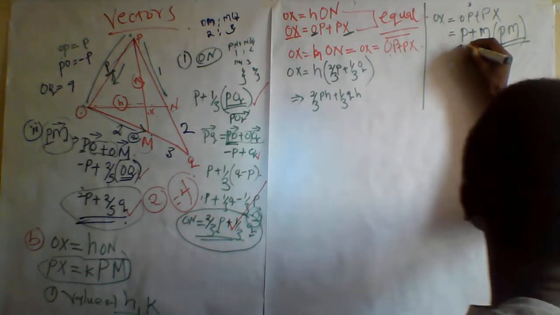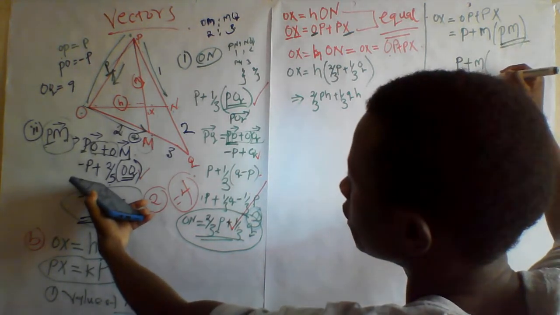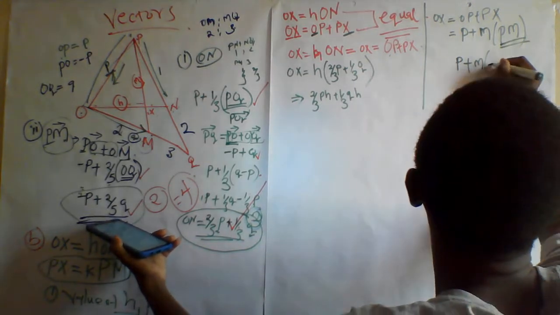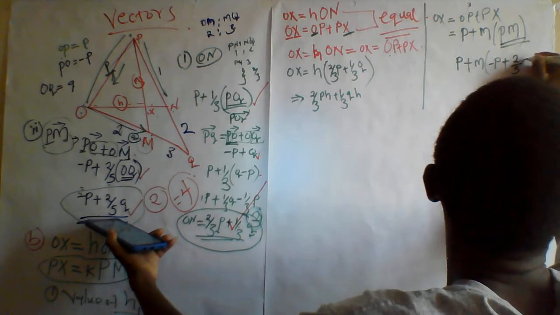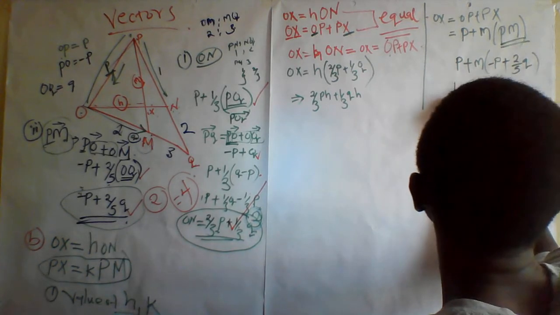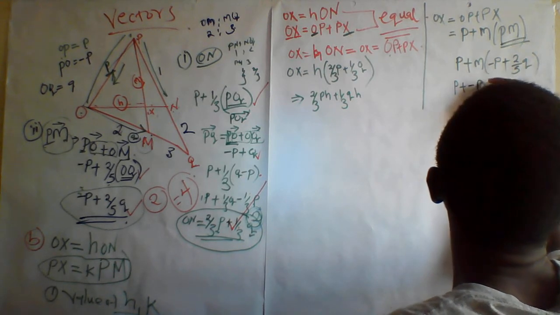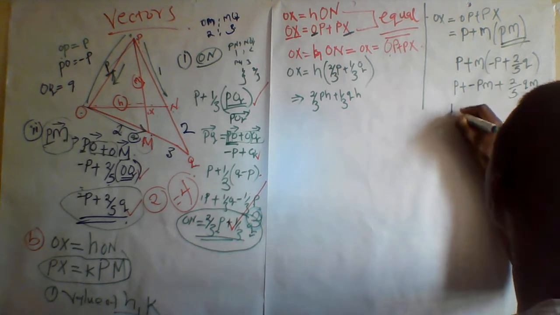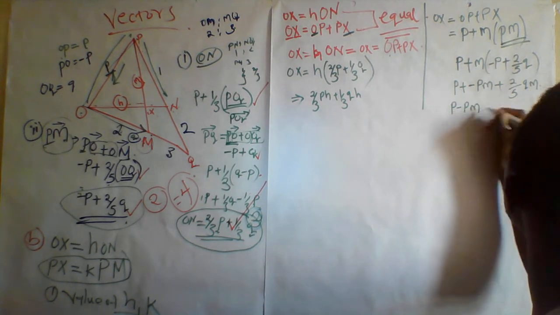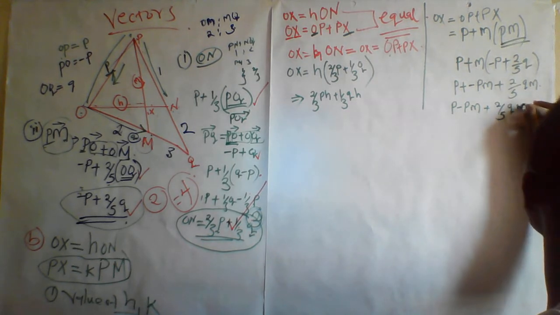So this is P plus M. PM is this, which is negative P plus 2 over 5 Q. When you open the brackets, it becomes P minus PM plus 2 over 5 QM. So this is like P minus PM plus 2 over 5 QM.